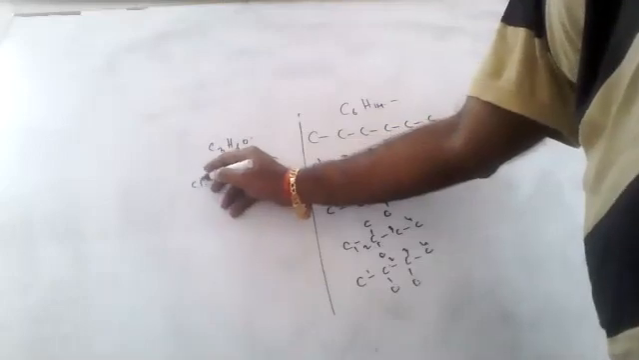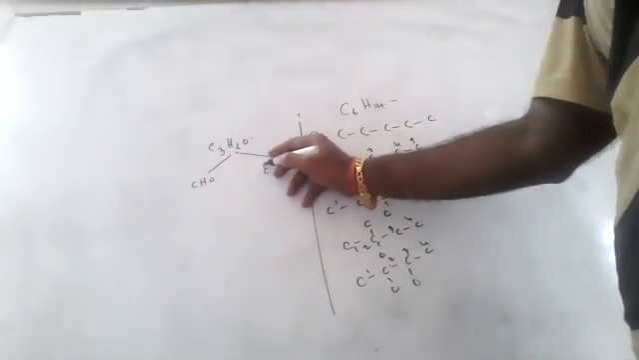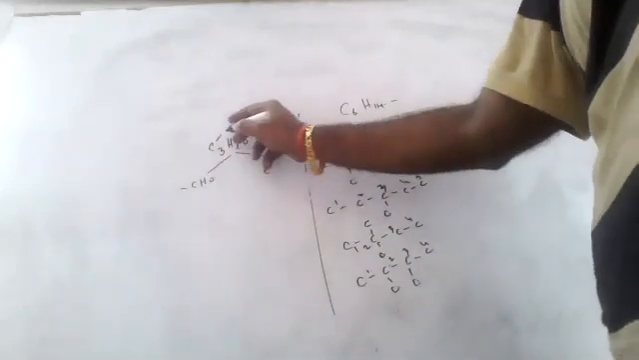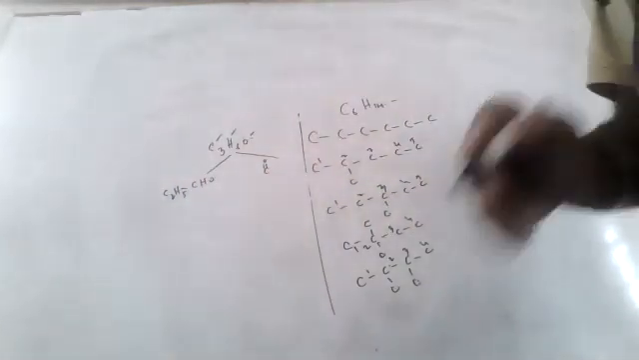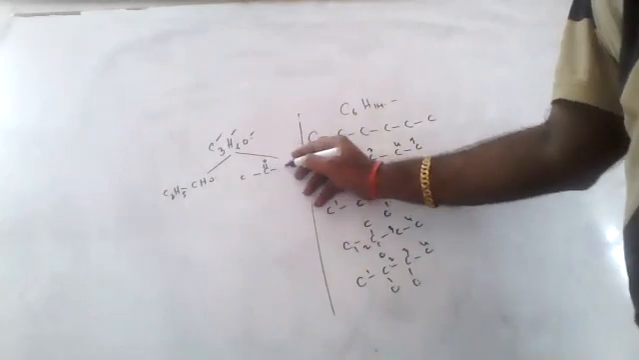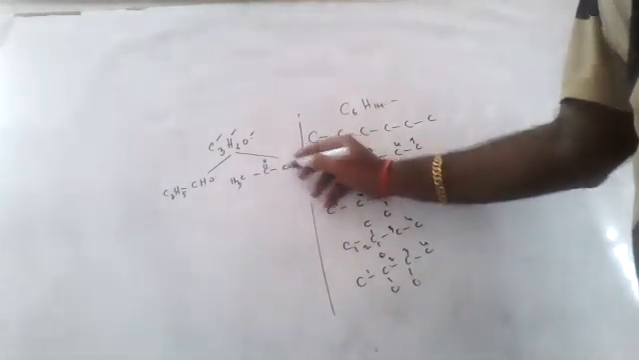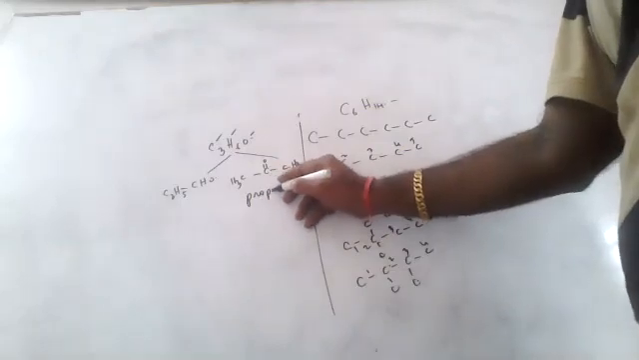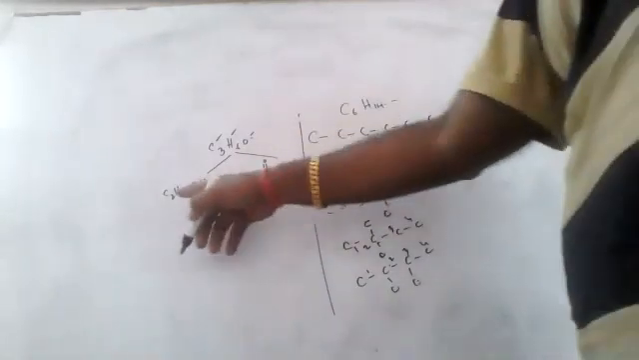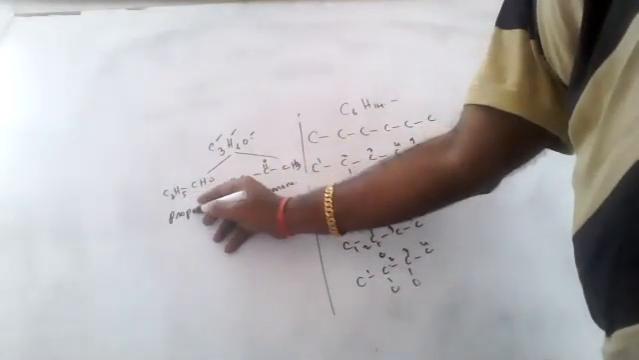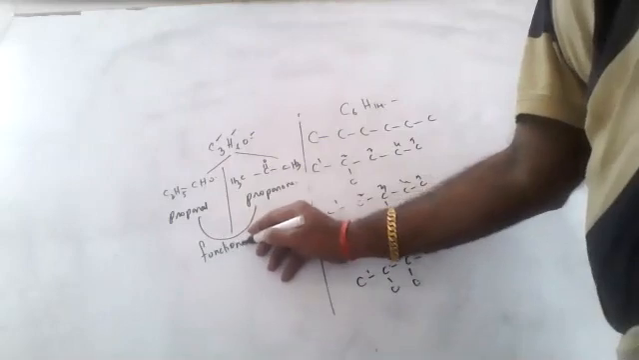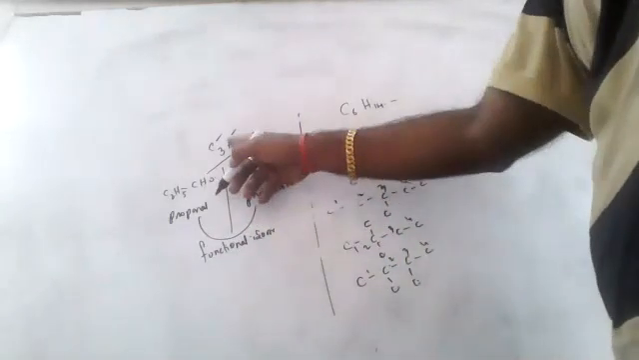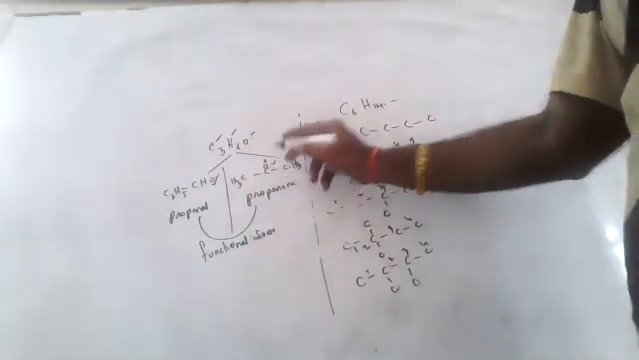Children, aldehyde means CHO, and ketone means compulsorily a C double bond O. If CHO is used up, what is left over? C2H5. If CO is used up, it is CH3 CH3. What is the name of this compound? Propanone. And the other is propanal. Propanal and propanone are what kind of isomers? Functional isomers. Functional isomers means same formula but different functional group. This is an aldehyde, this is a ketone.